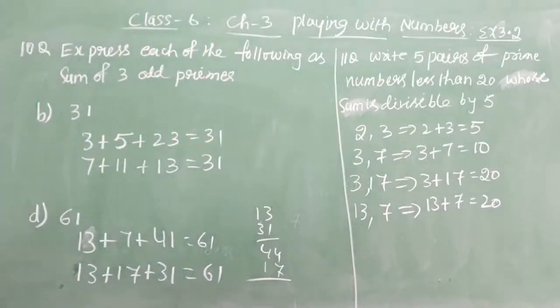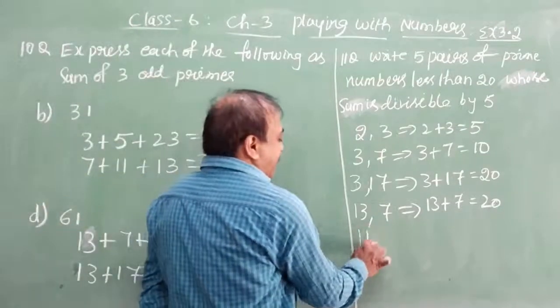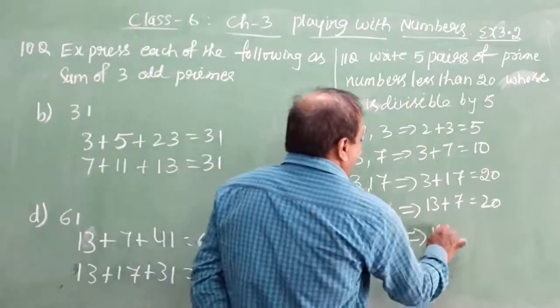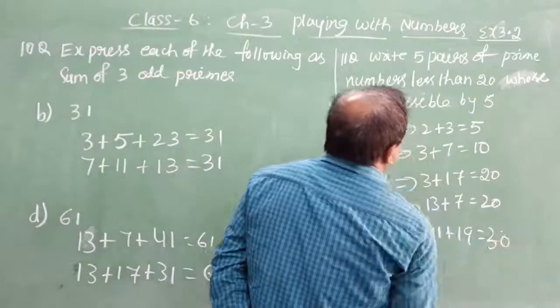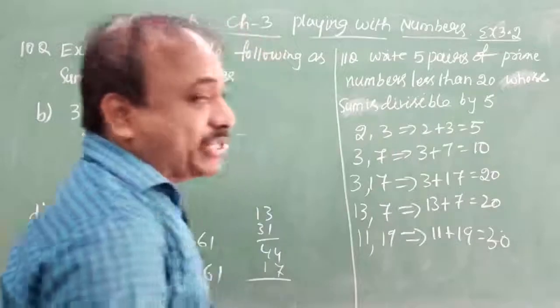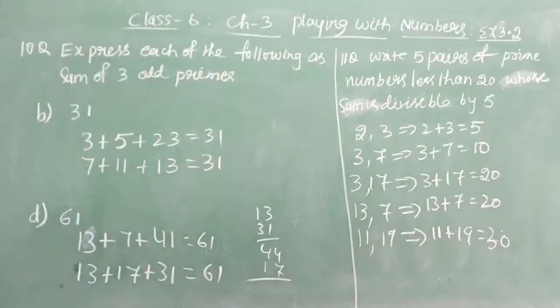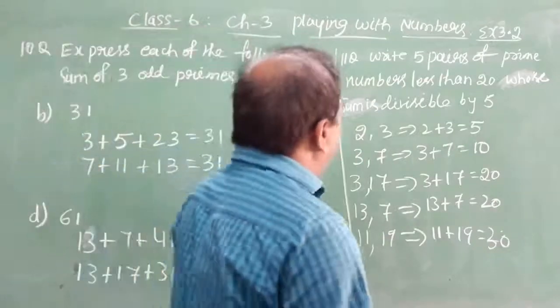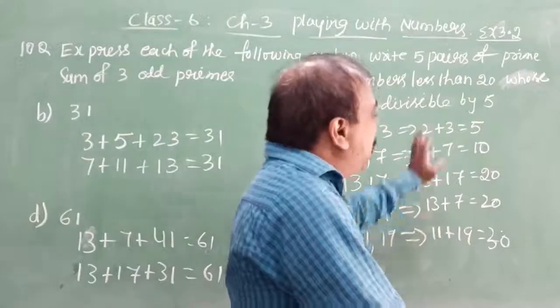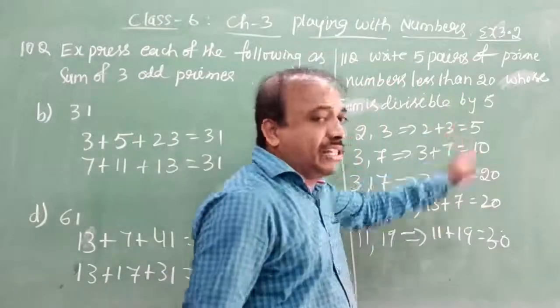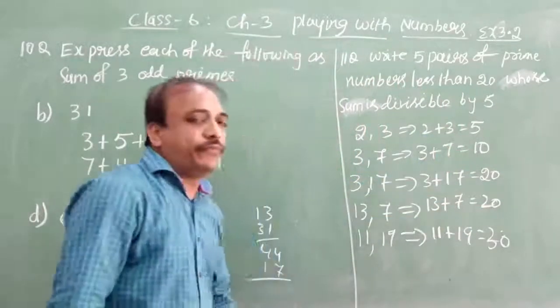But he is asking whose sum is divisible by 5. So 11 and 19: 11 plus 19 is equal to 30. You have to take prime numbers less than 20 and add them. So the pairs are 2, 3; 3, 7; 3, 17; 7, 13; and 11, 19. The prime numbers are less than 20, but the sum should be divisible by 5. So in all these cases it is divisible by 5.